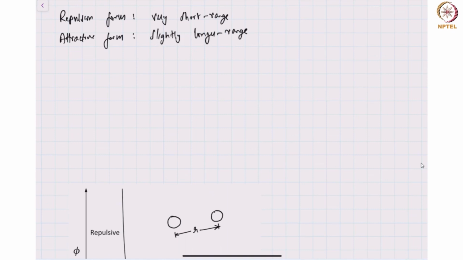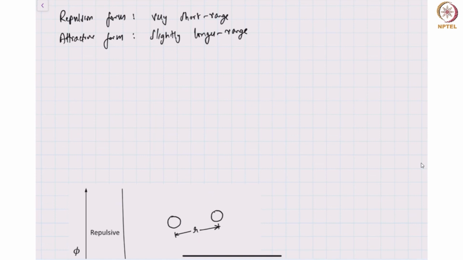And it's important to understand that when we use the words short range and long range, we're comparing the sizes to the molecular dimensions, the sizes of the molecules themselves. So repulsion forces happen when molecules come to distances comparable to their own size, whereas attraction forces can be felt over several molecular distances. One should not confuse these words, short and long, in any macroscopic sense. These words are being used in a microscopic sense.